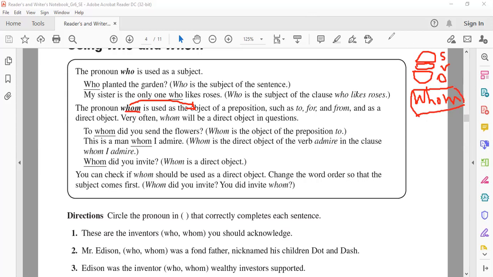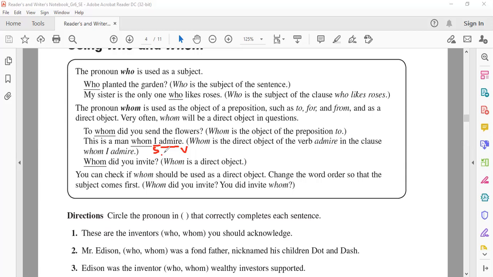Right, let's take an example for whom. The pronoun whom can come as an object. For example, this is a man whom I admire. You will read the sentence after it. I admire. Now, where's the verb? The verb is admire. Okay, who admires? I. So I here is the subject. Okay, I have a subject and I have a verb. I admire. Admire whom? I don't know.